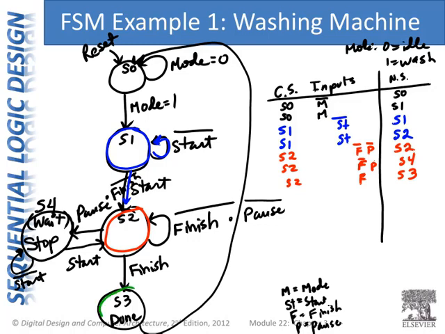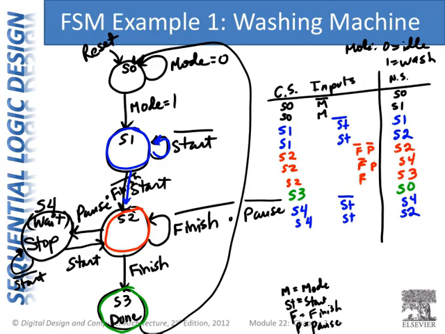If we're in S3, well, this one's easy. We don't care about any of the inputs. We just want to go back to S0. If we're in S4, and what's this one depend on? Start. So start is 0, wants to go back to S4. If we're in S4 and start is 1, goes to S2. Okay, so now we've covered all of the transitions in our state transition diagram.